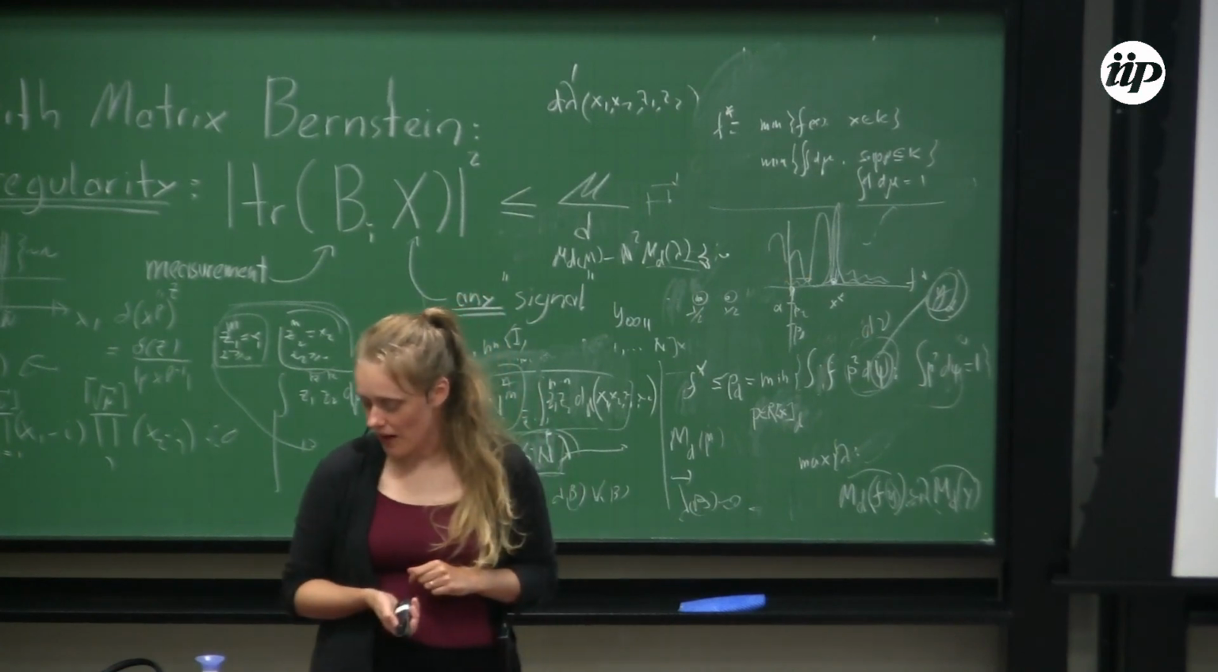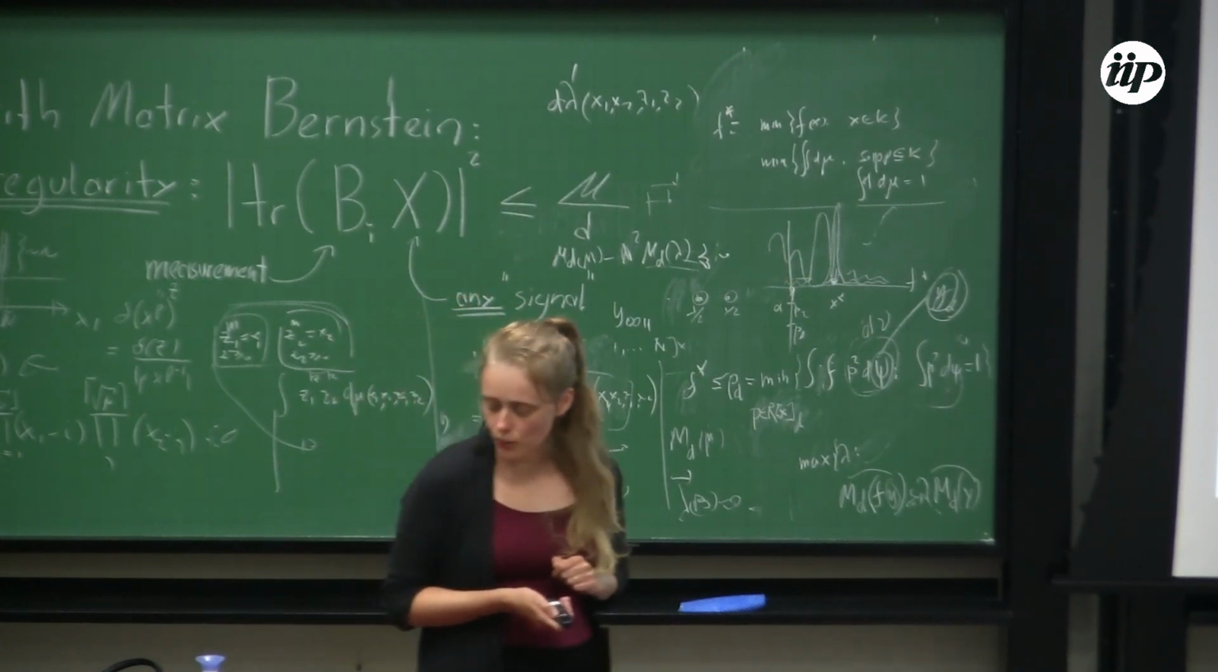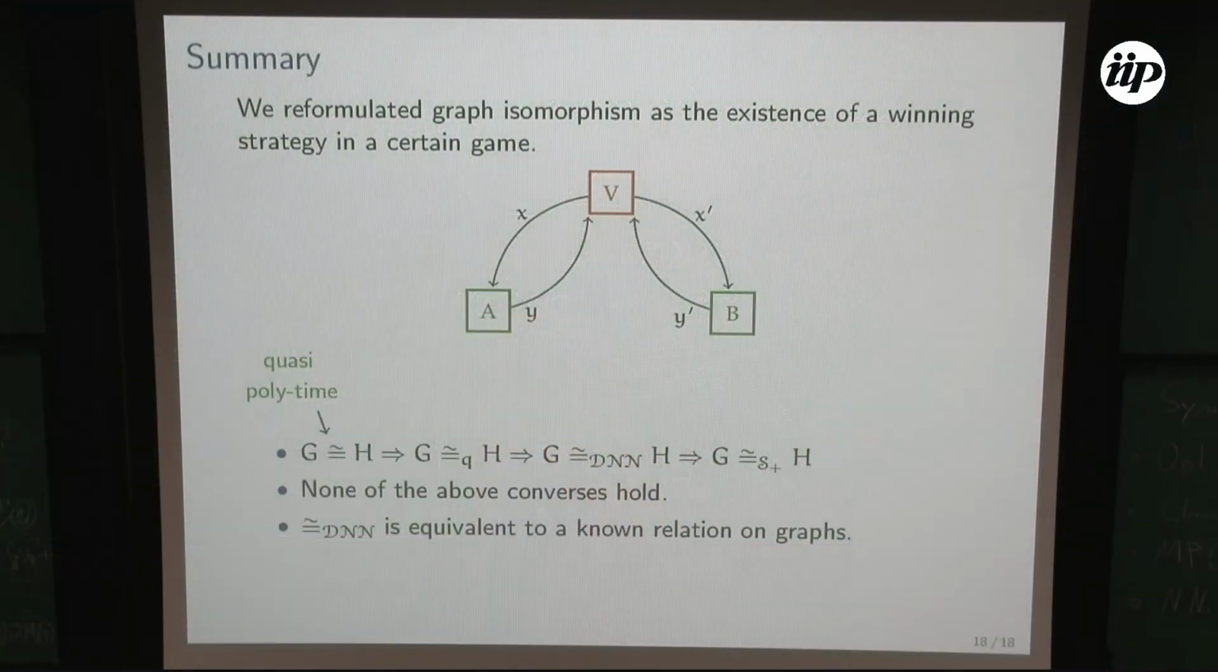All right, so about complexity. We know, because of Babai's recent breakthrough result, that we can test isomorphism in quasi-polynomial time. We can test this DNN one in polynomial time, expected quadratic time, because of the Weisfeiler-Lehman algorithm. Then we know that the quantum one is undecidable. We don't know the exact complexity of PSD isomorphism.